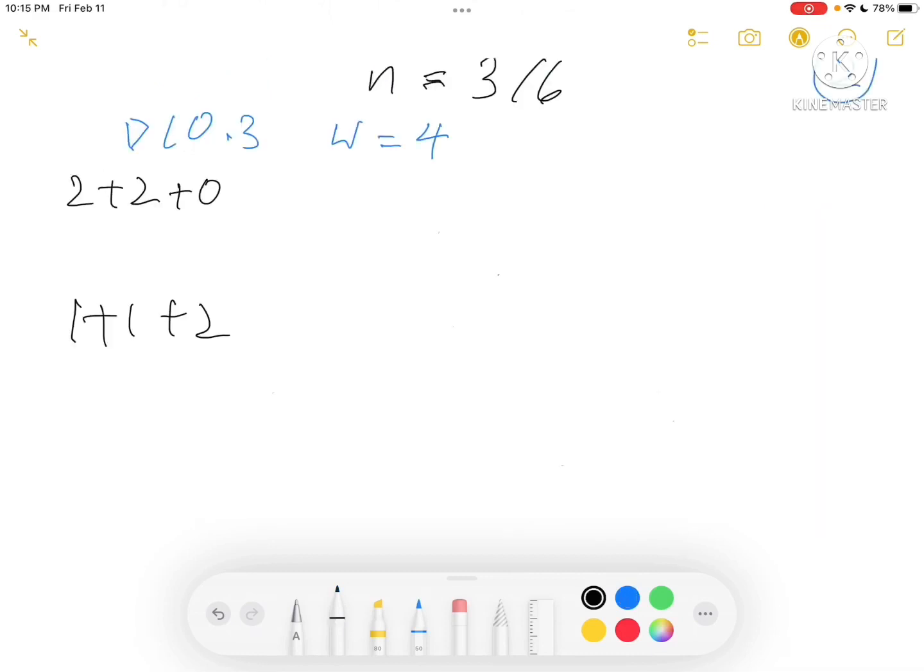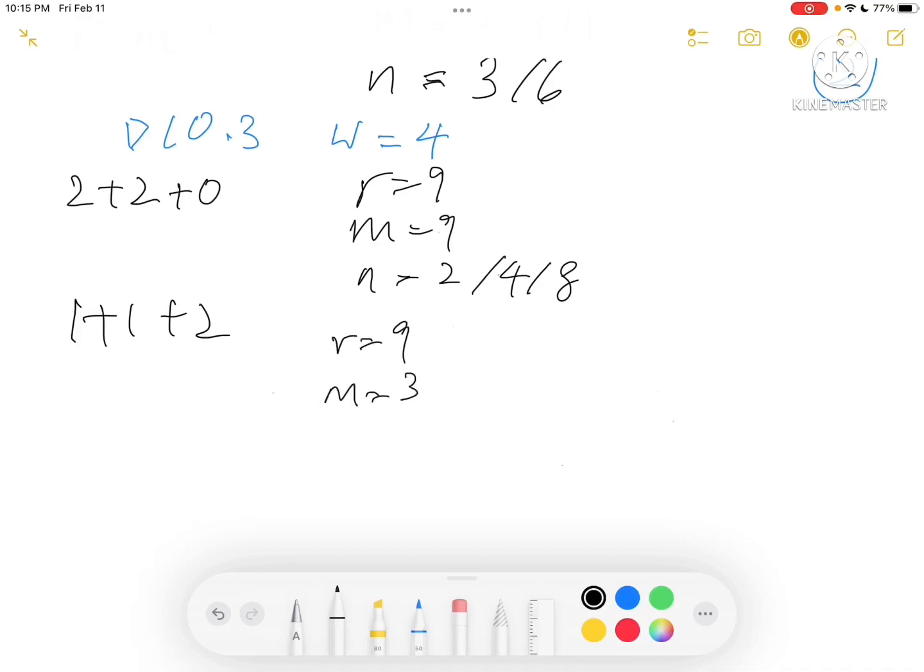So we have two possible values. Now we have arrived at case 10.3 when w is equal to 4, meaning that there are 4 multiples of 3. Firstly, we can have 2 plus 2 plus 0, or we can have 1 plus 1 plus 2. There's no other way we can allocate the 4 factors. So for the first one, let's just let r is equal to 9, m is equal to 9. So n is equal to 2, 4, or 8, which is relatively simple. Now we can have r is equal to 9, m is equal to 3 or 6, n is equal to 3 or 6.